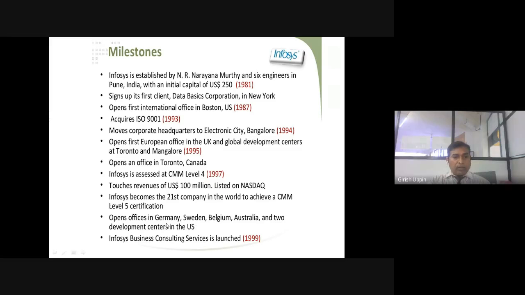Then these are some of the new offices it opens in Germany, Sweden, Belgium, Australia, and 2 development centers in the US. Then Infosys Business Consulting Services is launched. So it starts the consulting services in 1999.